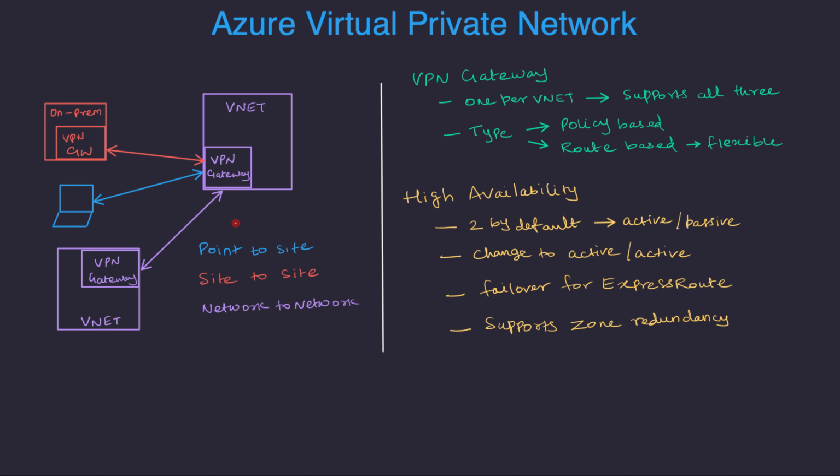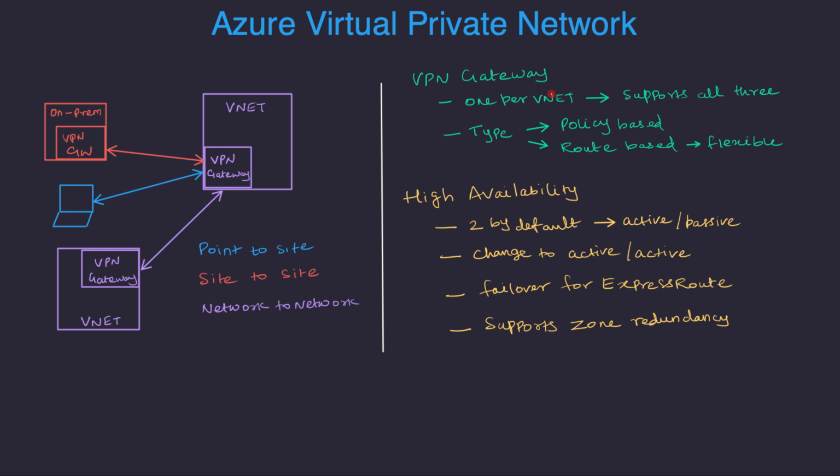One of the important components that enables this virtual private network connection is called VPN gateway. So if you want to have VPN support, then you need to deploy a VPN gateway within your VNet. When deploying a VPN gateway, we can have only one VPN gateway per VNet. But that single VPN gateway supports all three connection types that we have seen previously.